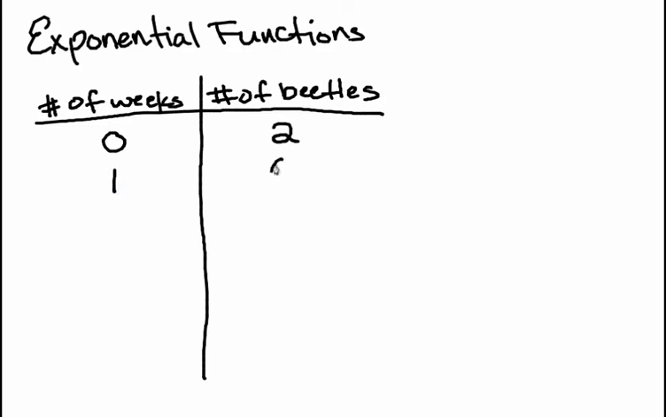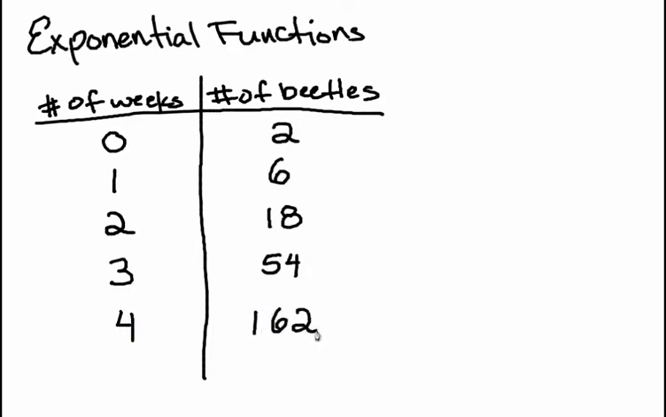After the first week, we see 6 beetles. After the second week, we see 18 beetles. After the third week, we see 54, and after the fourth week, we see 162. Now on the left, the number of weeks is going up by 1 each time. There is an additive relationship. Let's see if there's also an additive relationship on the right-hand side of our table.